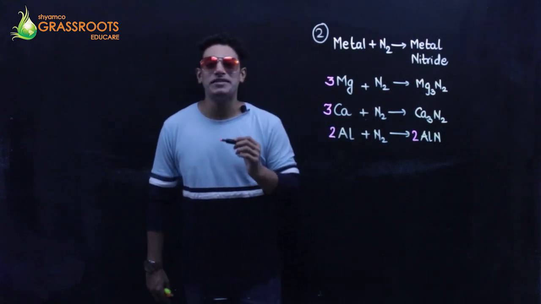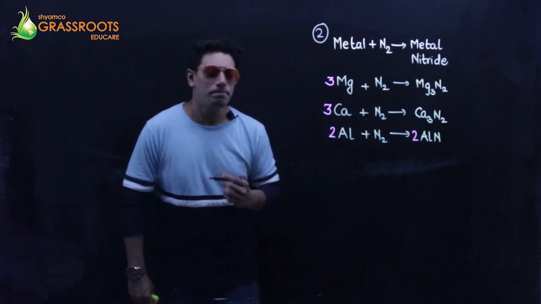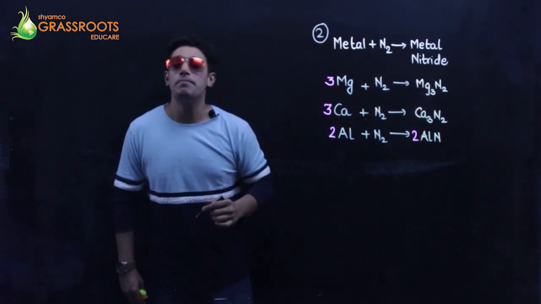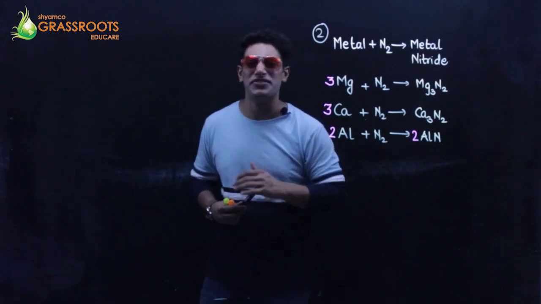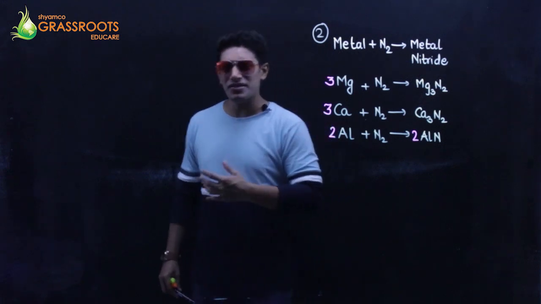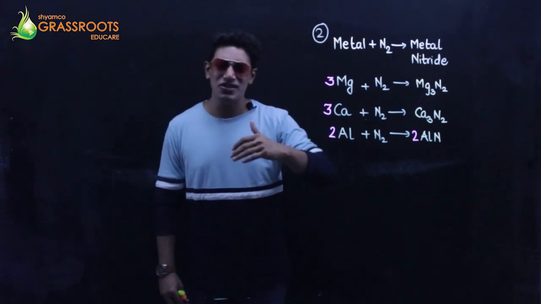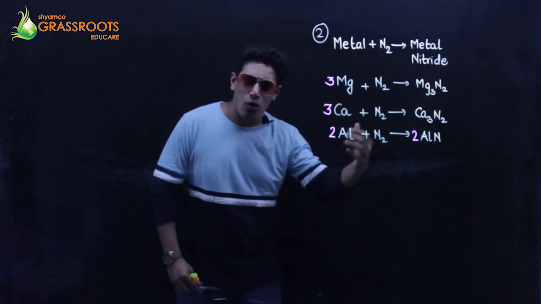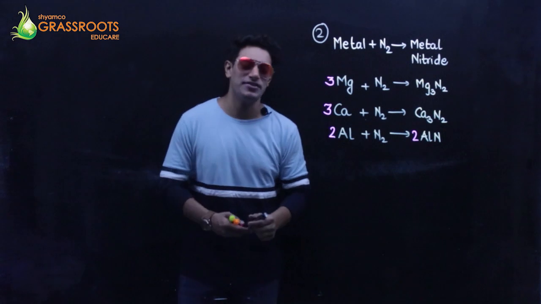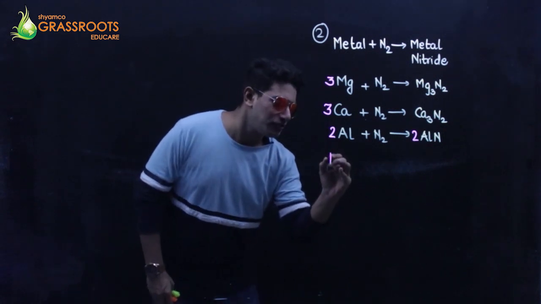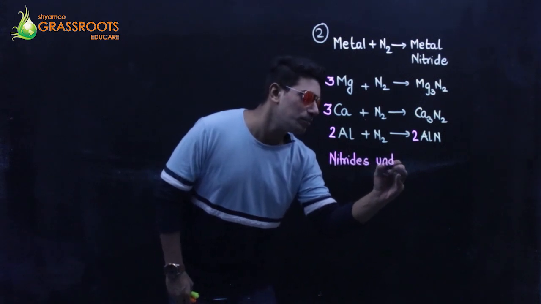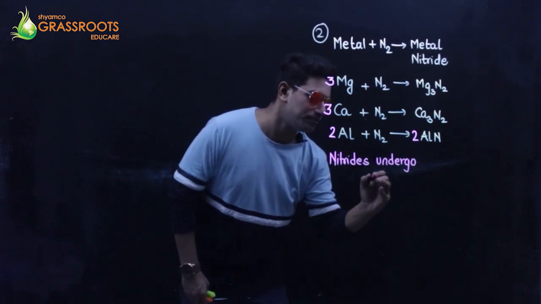So I form metal nitrides. Remember, a metal nitride reacts with warm water. The metal nitrides undergo hydrolysis. Hydro means water, lysis means breakdown. Breaking down of a compound with the help of water, that's hydrolysis. So now, metal nitrides undergo a hydrolysis reaction.